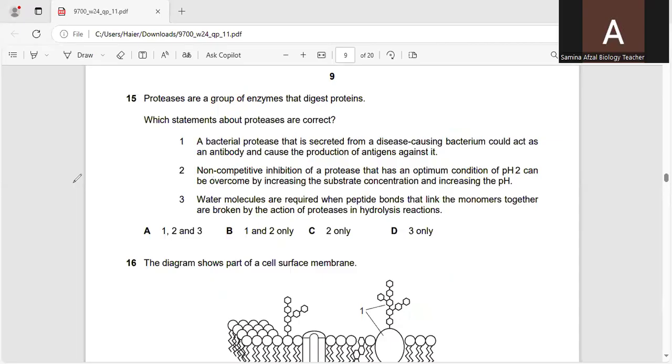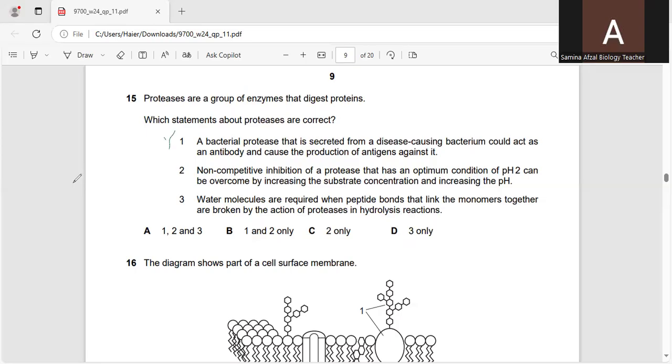Proteases are a group of enzymes that digest proteins. A bacterial protease that is secreted from a disease-causing bacterium could act as an antibody. So, which statements about proteases are correct? First of all, the first statement: a bacterial protease that is secreted from a disease-causing bacterium could act as an antibody and cause the production of antigens against it.